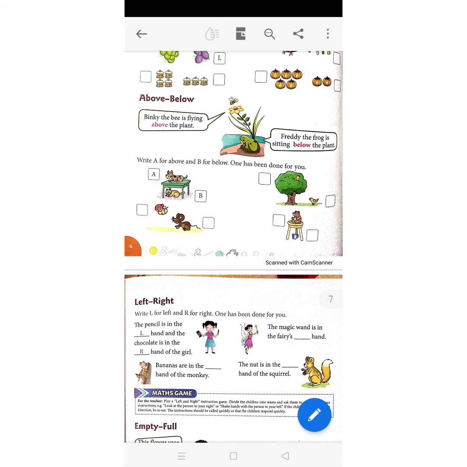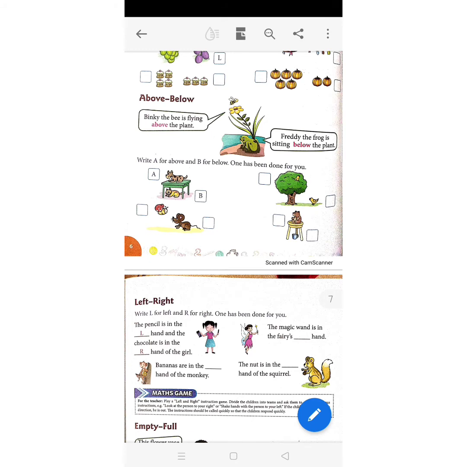Above and below. When two objects are in different positions, then one object is said to be above and the other is below. See this picture? Binky, the bee, is flying above the plant. Freddy, the frog, is sitting below the plant. Here, the bee is flying above the plant, whereas the frog is sitting just below the plant.